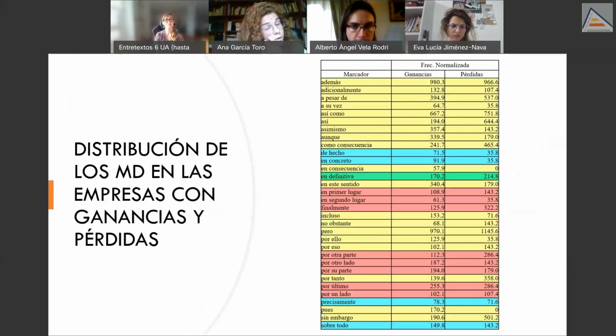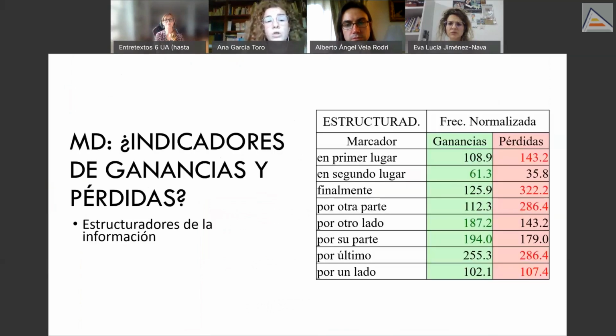En cuanto a la distribución de los marcadores discursivos en empresas con ganancias y pérdidas, lo vemos en esta tabla de aquí y ahora comentaremos por tipo de marcador. Esta es la parte más interesante, sobre todo lo veremos en el caso de los conectores. En los estructuradores de la información vemos que se organizan más o menos equitativamente, es decir, tienen la misma presencia unos y otros en las empresas con ganancias y pérdidas.